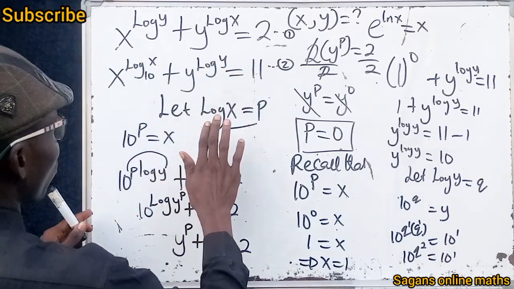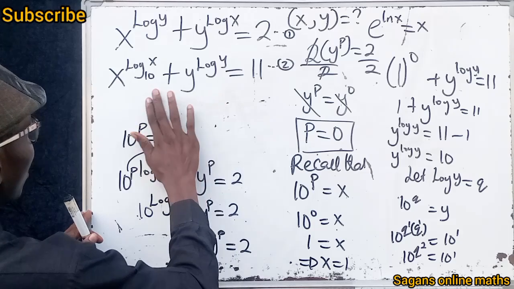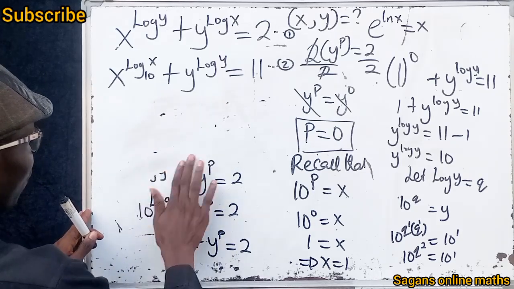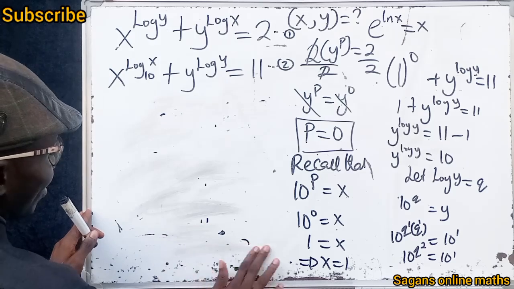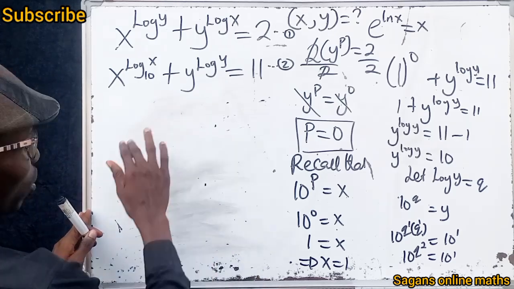So let me remove this from here quickly. Sorry that I'm using my bare hands. Let me remove this from here quickly. Let's find the value of y, and we are done with this problem. Okay, very lovely problem to solve.